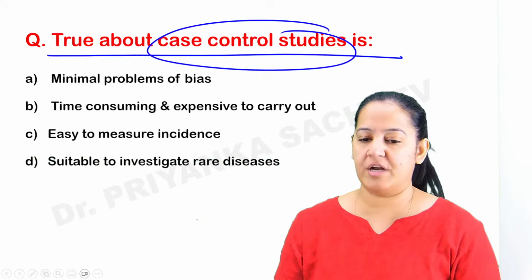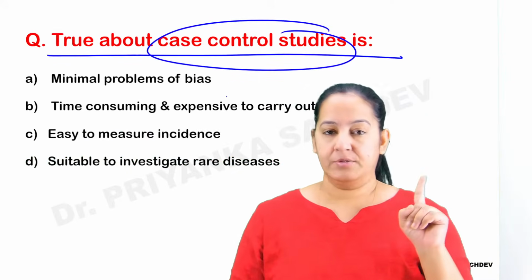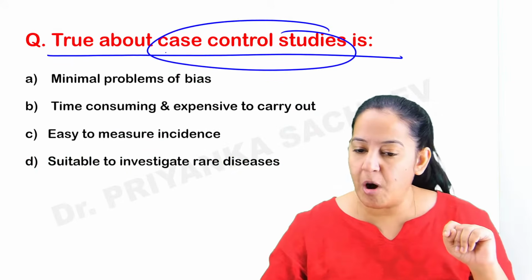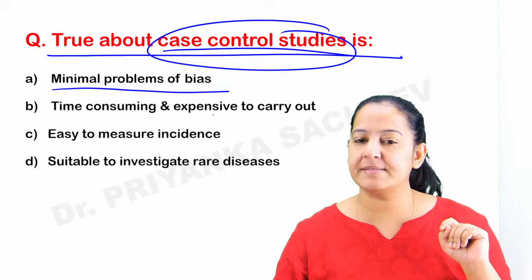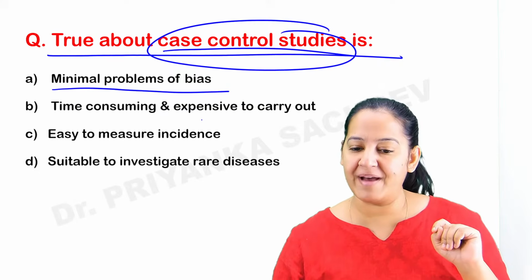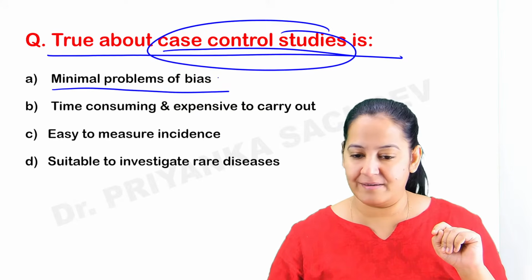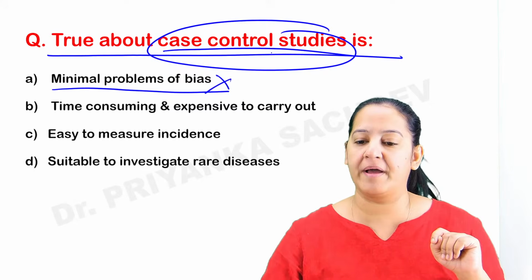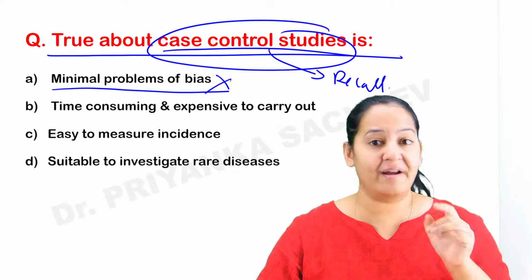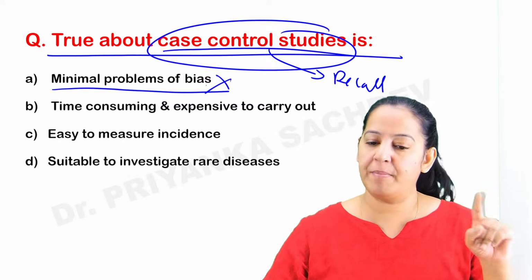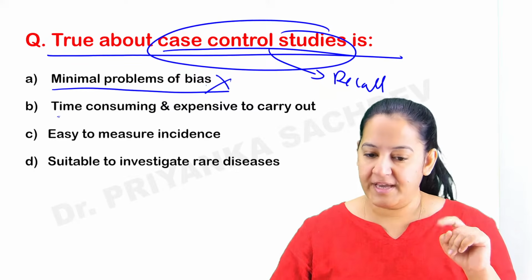Now read the next question. I hope you will be able to solve that. So the next question is, which of the following is true about case control study? Minimal problem of bias. I don't think it's correct because there is a problem of recall bias. Because case control depends on recall of the patient. It is depending on the history. So recall bias is there. This is wrong.